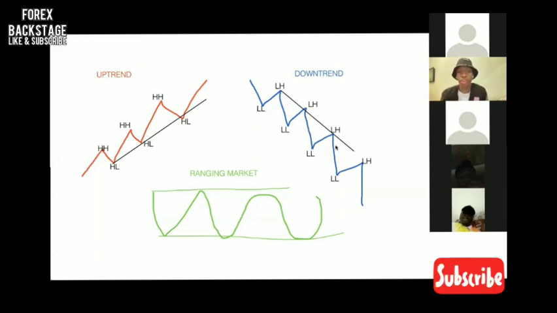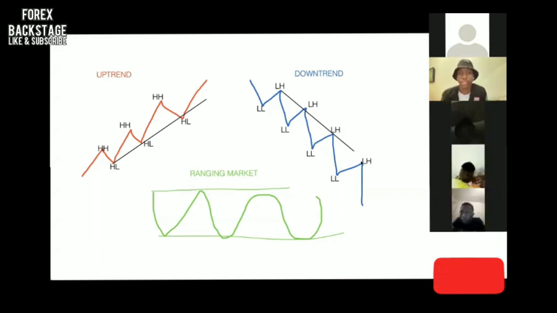So guys, remember, as I said, that every single retracement is an entry point. So then, as you can see, the market would retrace, create a lower high, and then shoot back down again, right?